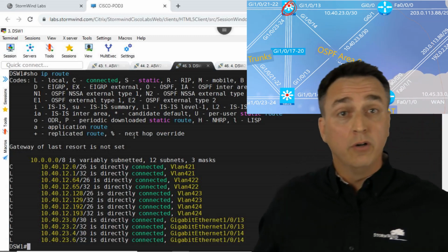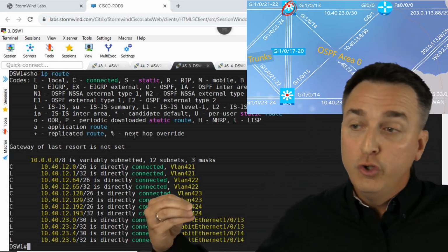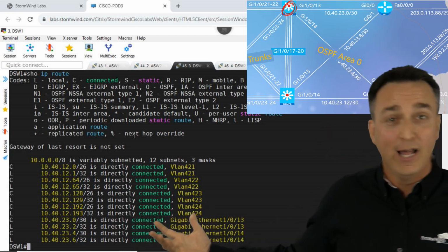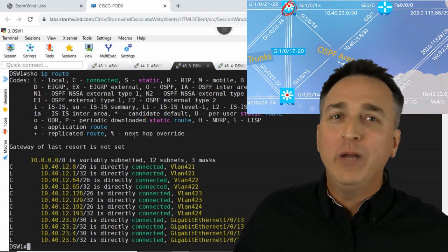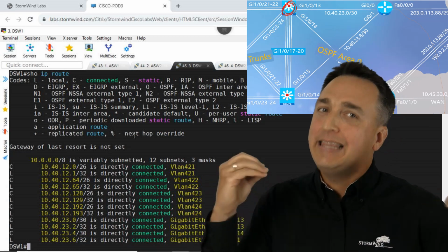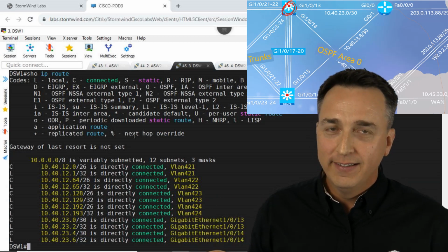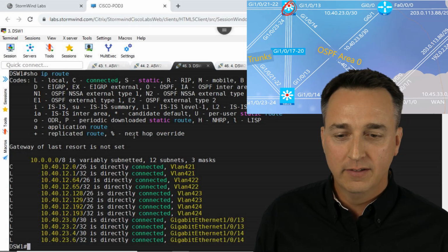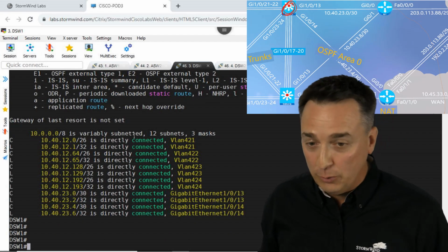A default route, a route to 0.0.0.0. Exactly. Okay, do we see anything for 0.0.0.0? No, we don't. In actuality, do we see anything beyond what is directly connected to this router? We don't see anything, do we?